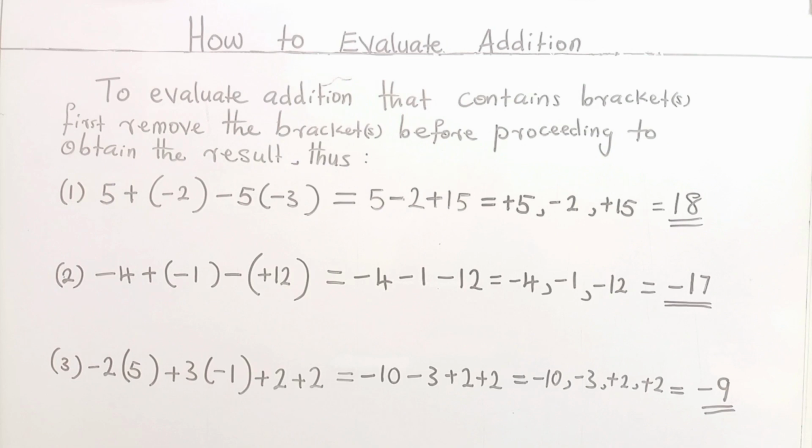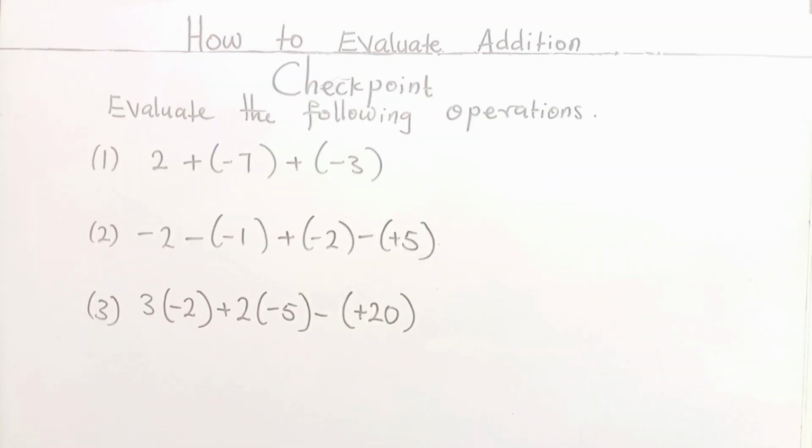Now, check if you can do the following ones all by yourself without my assistance. The checkpoint says, evaluate the following operations. Number 1 is 2 plus minus 7 in bracket, plus minus 3 in bracket. Number 2 says minus 2, minus bracket minus 1, plus bracket minus 2, minus bracket plus 5. Number 3 says 3 bracket minus 2, plus 2 bracket minus 5, minus bracket plus 20.